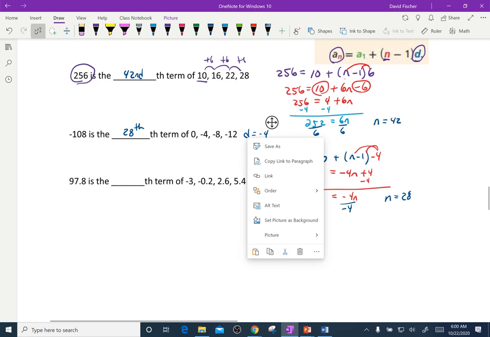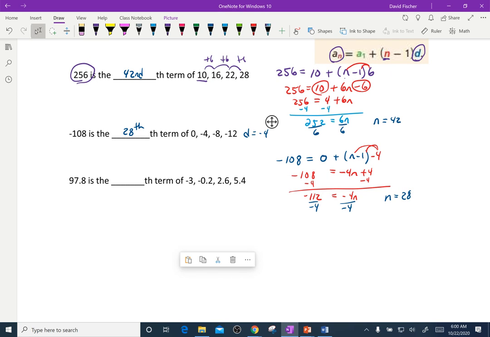Okay, using the same formula. Now sometimes it's kind of hard to see what we're going up or down by. So again, if you use that rule that I said yesterday, you take the second number and subtract the first. So it'd be a negative 0.2 in my calculator minus a negative 3. Do that and see what you come up with. I'm getting a difference of 2.8.